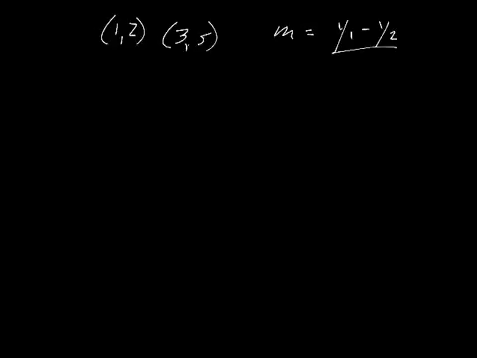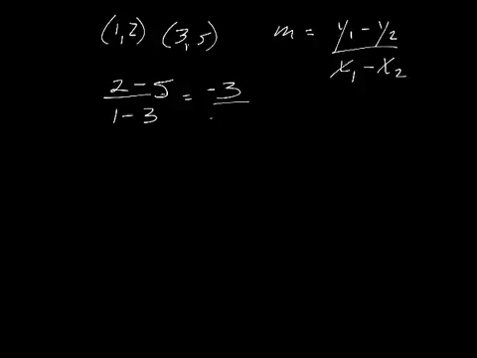So example 1 says find the slope of a line through (1, 2) and (3, 5). What we're looking at is a slope, and the slope equals the difference of the y's over the difference of the x's. So let's take the y's and subtract them: 2 minus 5, my y's, and then 1 minus 3. And that gives me negative 3 over negative 2, which equals 3 halves, since 2 negatives make a positive.